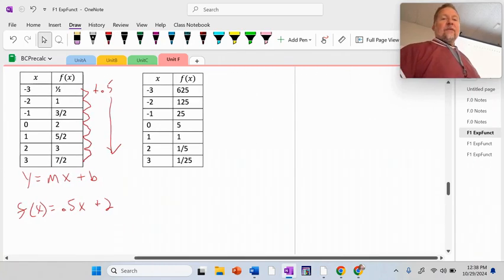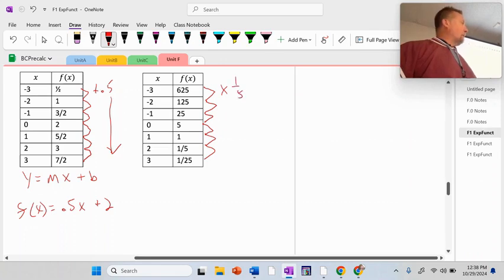And then the last one. We almost done here? Okay, what's going on here? Maybe it'd be better to go this way. So it's multiplied by what, though? 1/5.